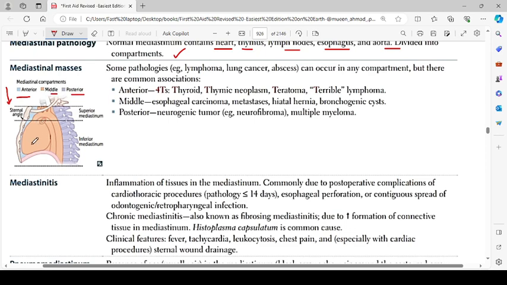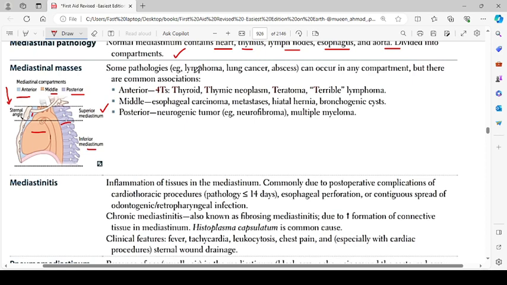This is the middle mediastinum. This is anterior, this one is middle, and this is the posterior mediastinum. Okay. Up to the sternal notch or the sternal angle, we have the superior mediastinum. Below that, we have the inferior mediastinum.